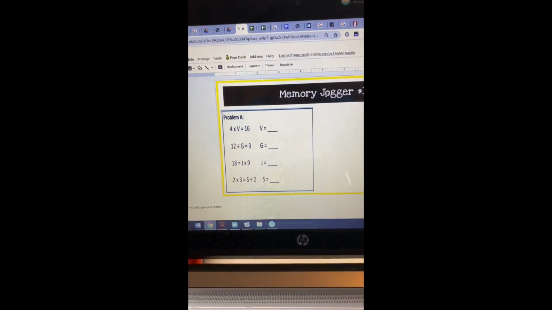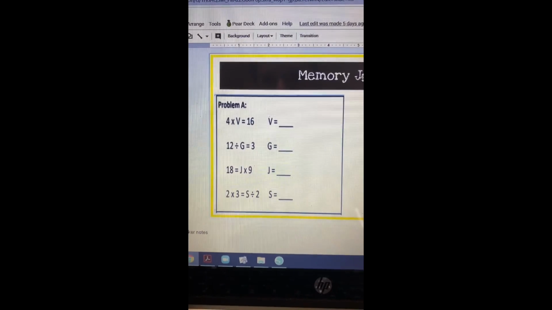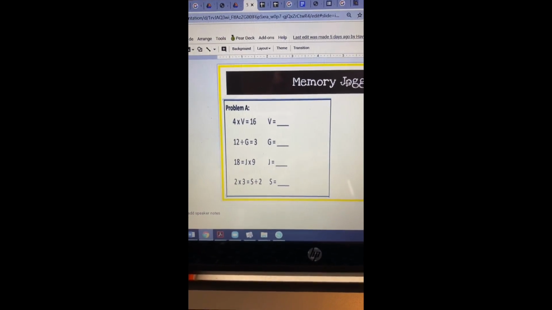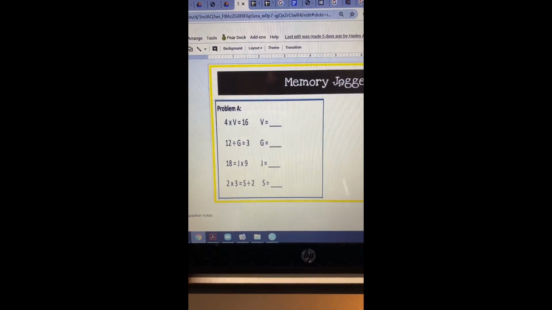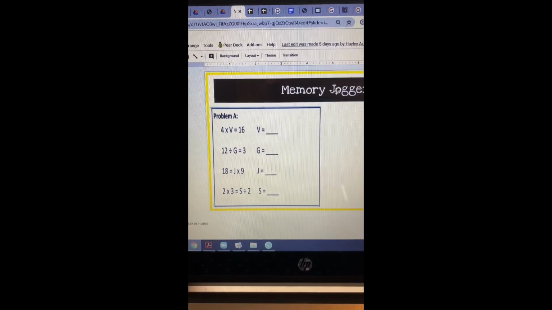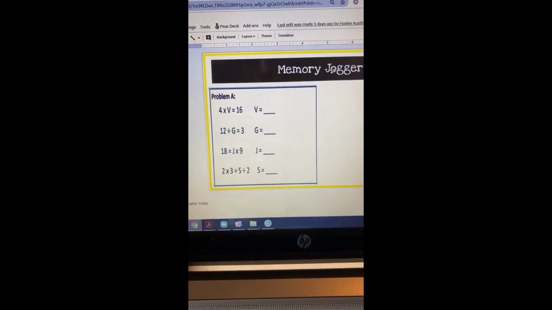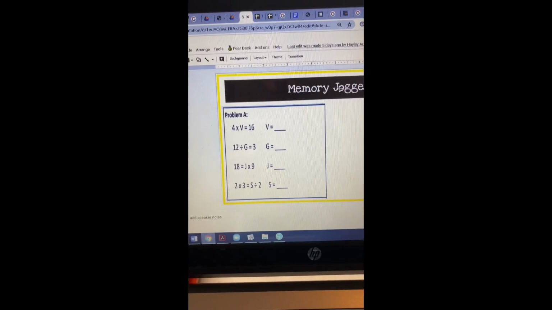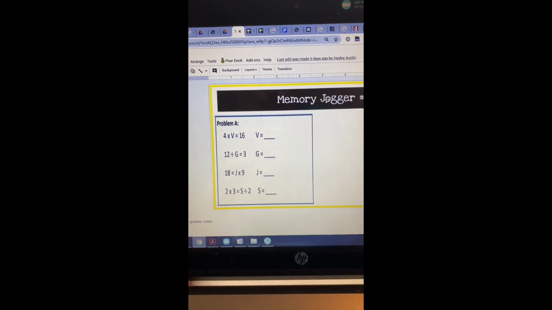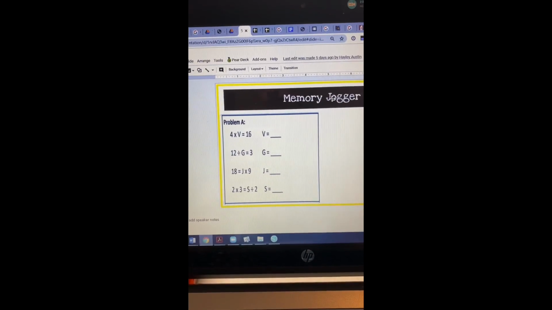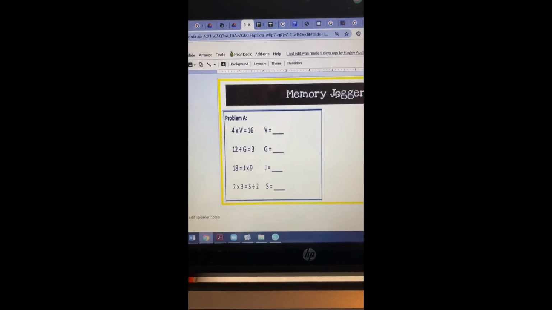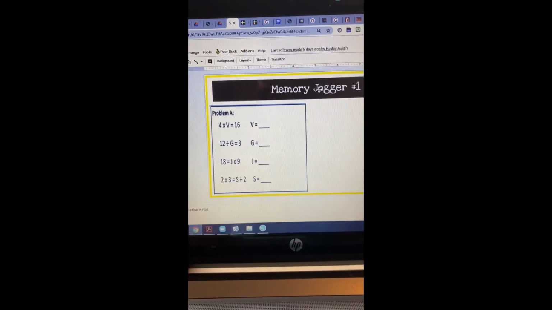So here is problem number 1. Again, it's a review, so I'm going to give you some time to just try this. See what you can do. There's 1, 2, 3, 4 problems. I'm going to give you about 5 minutes to just practice this and do it on your own and see what you can come up with, and then we'll go over it.